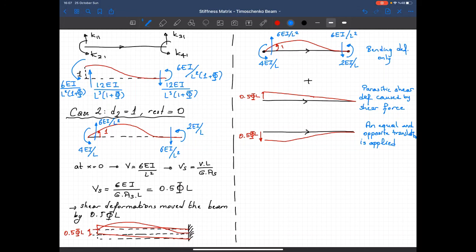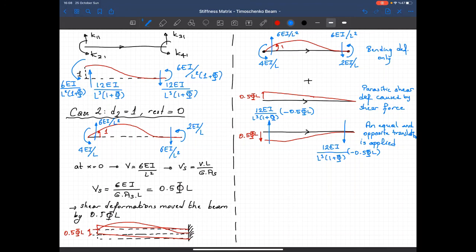I'll just show it this way. And the magnitude of that shear force should be equal to 12 EI over L cubed times 1 plus phi, multiplied by minus 0.5 phi L. Okay, I should have the same force, but in the opposite direction: 12 EI over L cubed times 1 plus phi, minus 0.5 phi L.